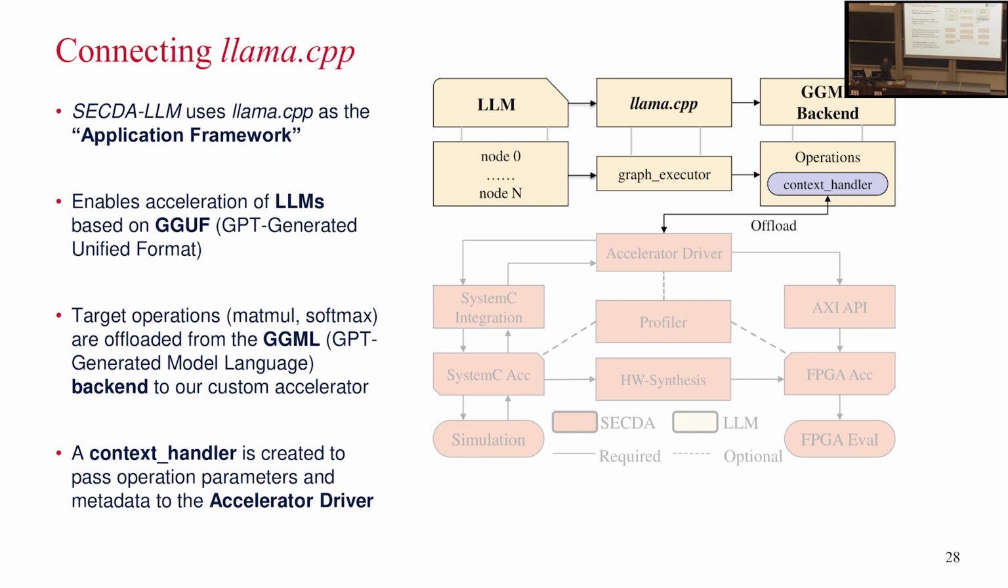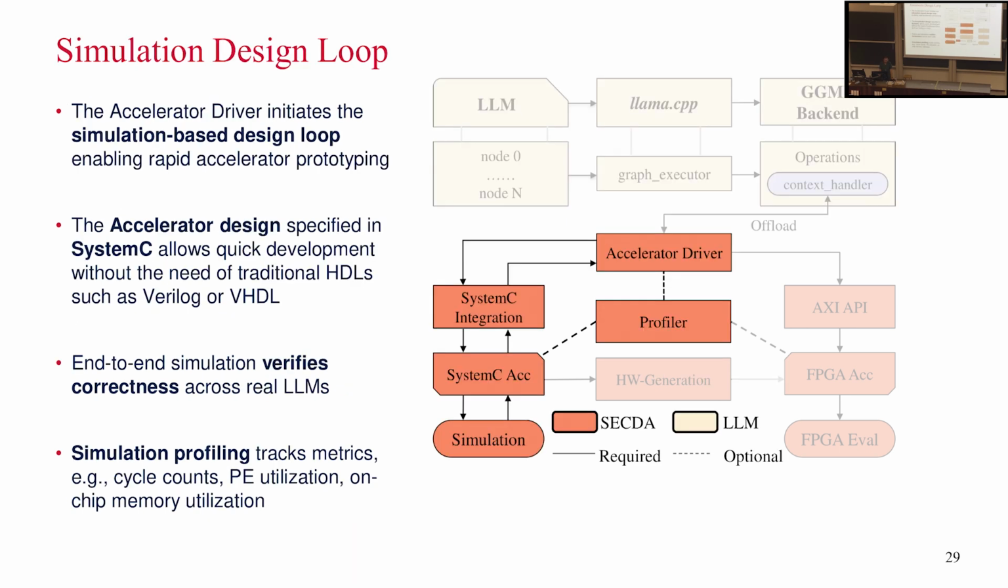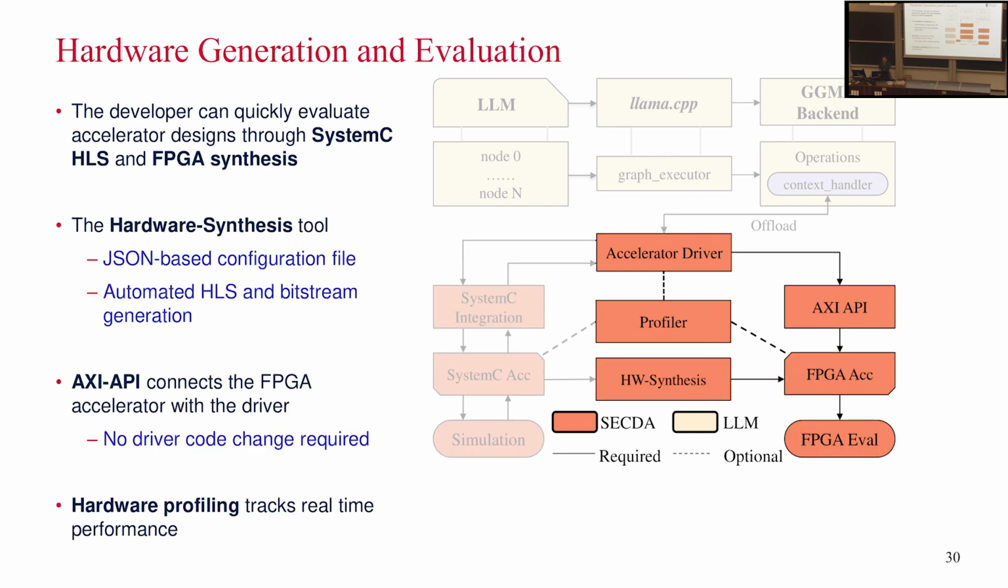Without going into the details, this is how it is connected, right? And these are the main components. This is the input of the LLM, then the graph executor that basically reorders the layers to group them efficiently, and then this context handler, which is in charge of offloading the computation. The simulation design loop is the same as before, so I'm not going to go into the details because it's the same methodology, nothing new here. And the hardware generation and evaluation is also the same.